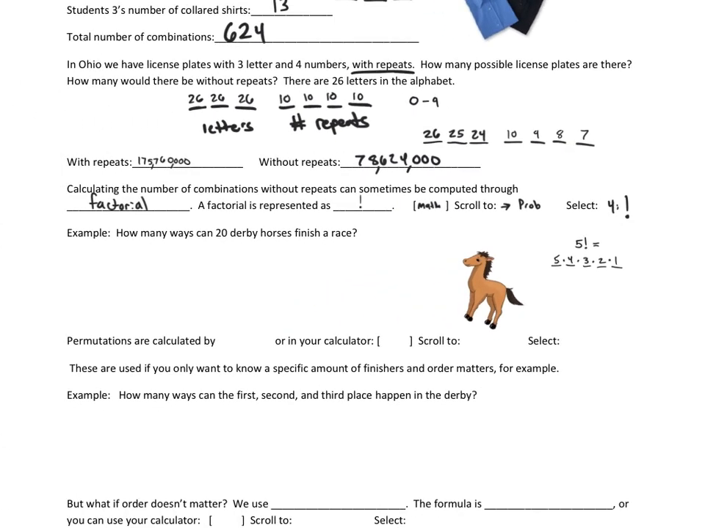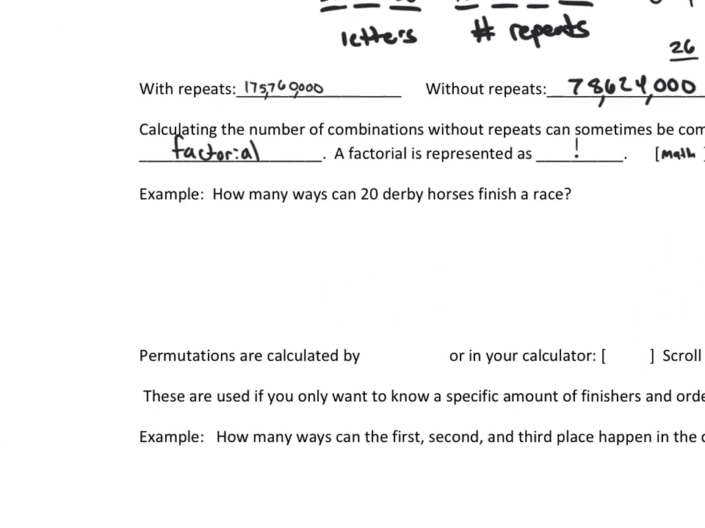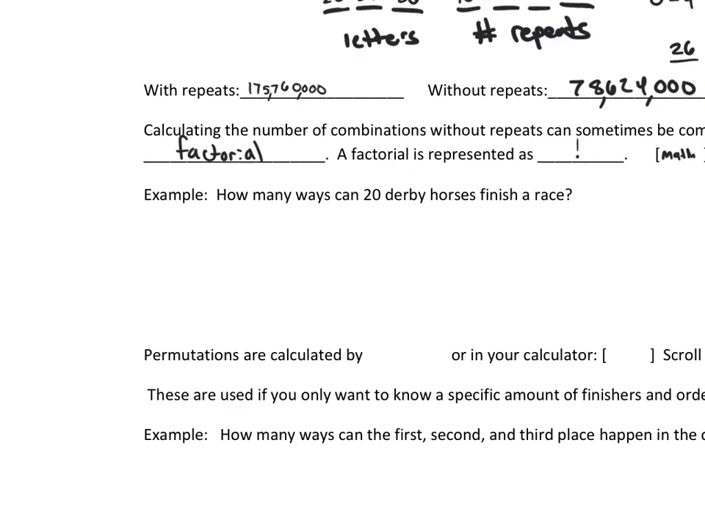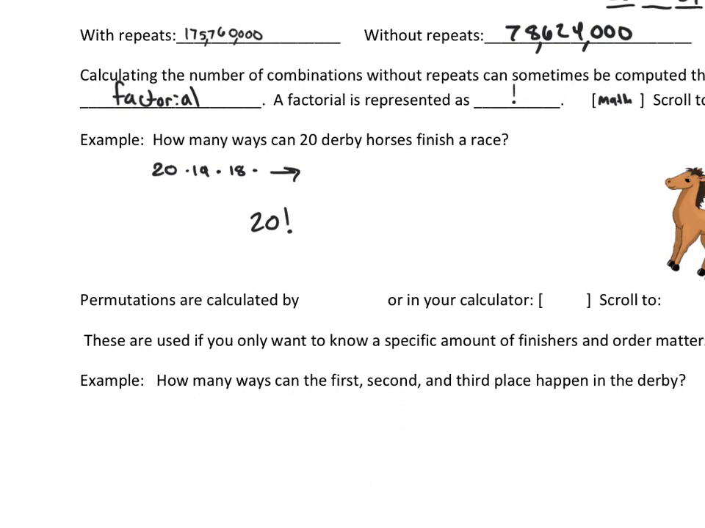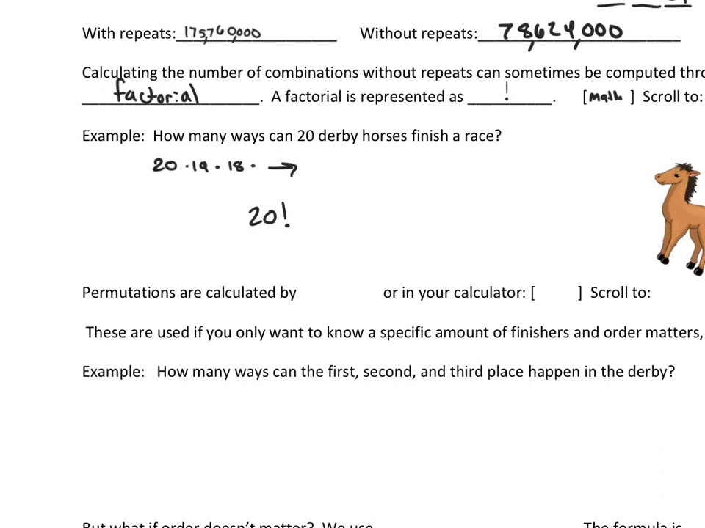It can save us from having to type in longer stretches, such as how many ways can 20 Derby horses finish a race? Well, there's 20 options for first place, 19 options for second, 18, and then on down it goes. So the answer to this is 20 factorial.